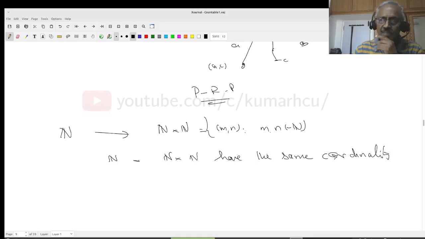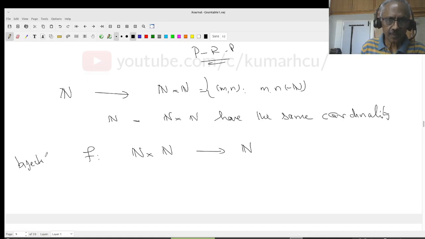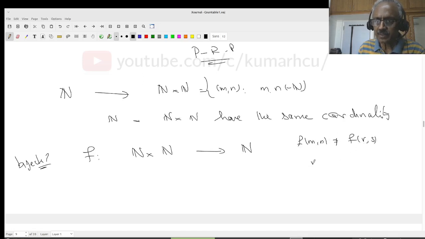Now how will I prove that? That means I want a bijection. So I am going to set up a bijection from N cross N to N. How do I do that? It is such that f(m, n) should be different from f(r, s). So if (m, n) is not equal to (r, s), what does that mean? That means either m is not equal to r or n is not equal to s. If one of them is not equal to the corresponding one, then the images must be distinct. How will I do that?